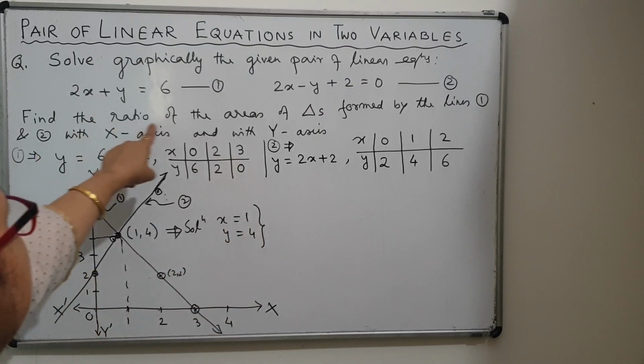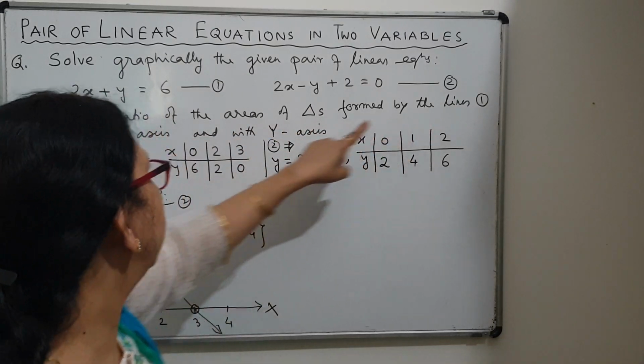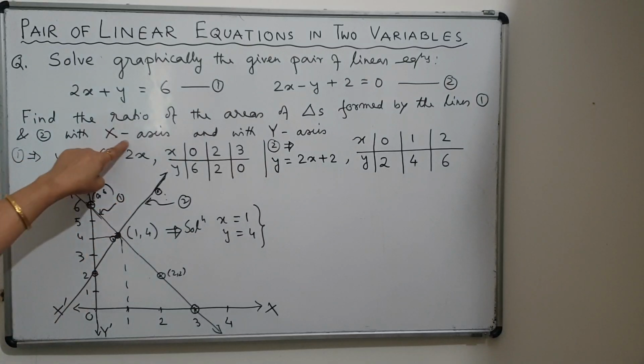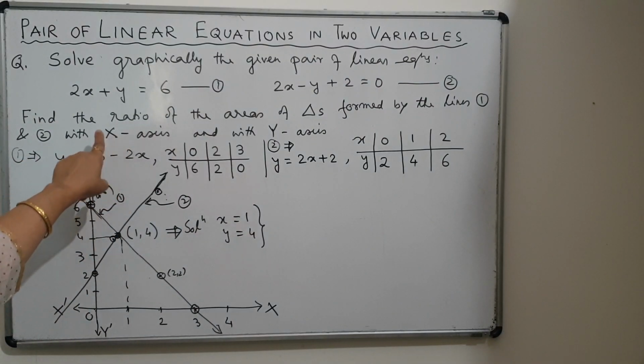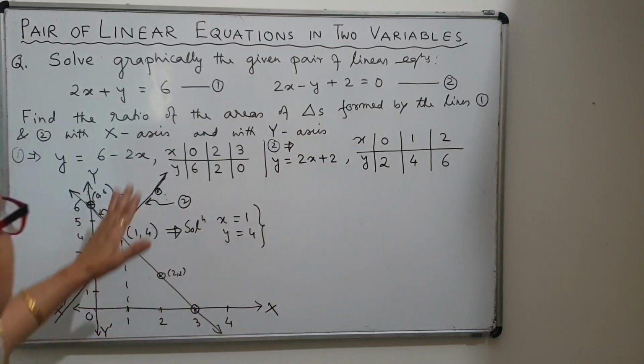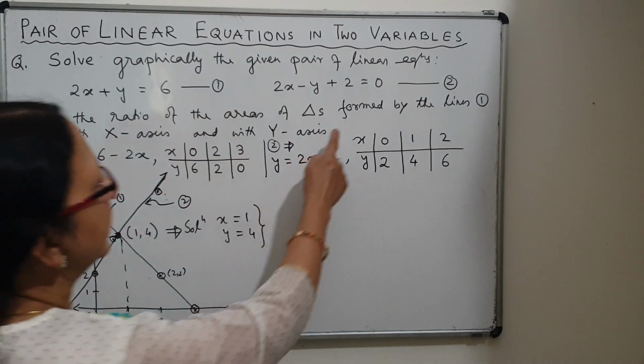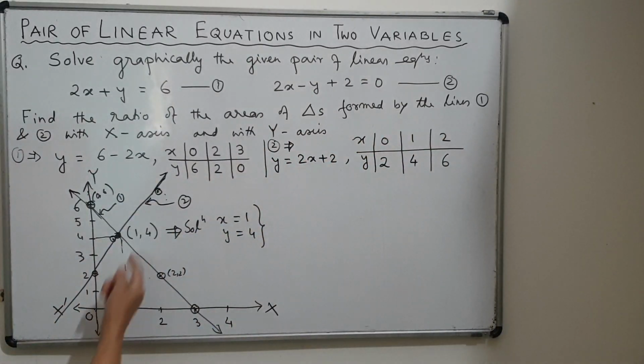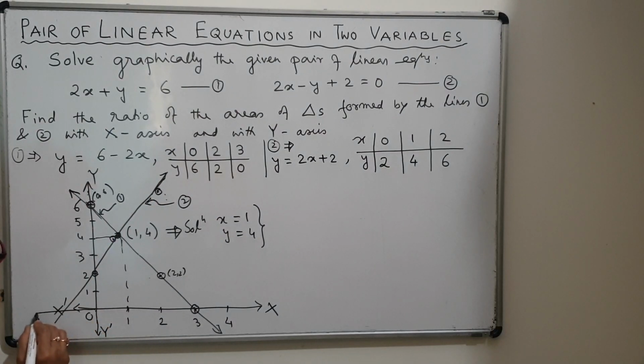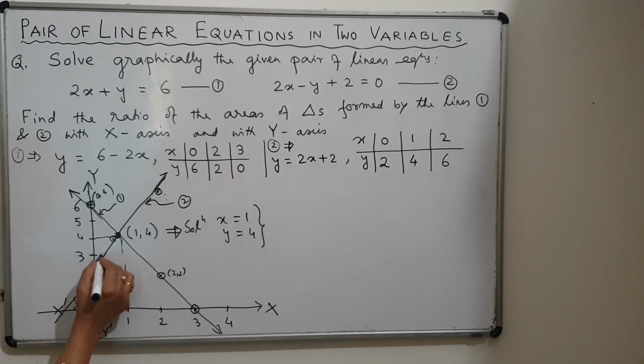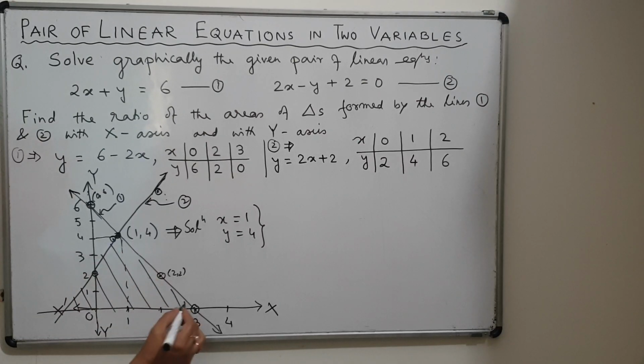Next part, find the ratio of the areas of triangles formed by the two lines with the x-axis and the triangle formed by the lines and the y-axis. So first let me find the triangle formed by the lines and the x-axis. So this is one line, this is another line. So this is the triangle. This is the triangle. So give a name, say A, B, C.